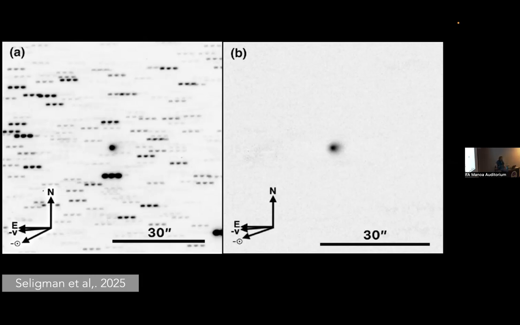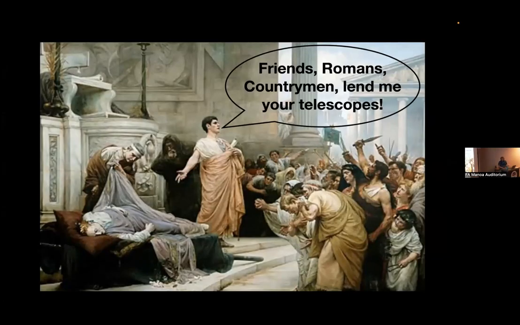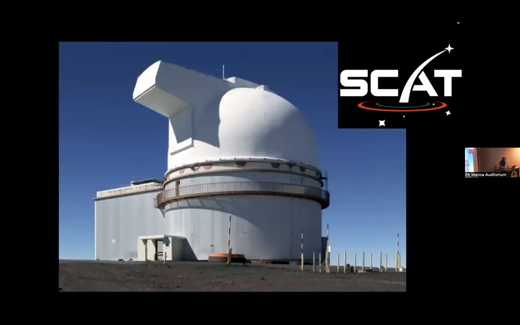Okay, so we've got this really exciting discovery, the third ever interstellar comet. What is an astronomer supposed to do? You're supposed to fly to Rome, go to the steps of the Senate, and make a speech. Friends, Romans, countrymen, lend me your telescopes. And that is what we did, although we unfortunately could not pitch it into a trip to Rome.